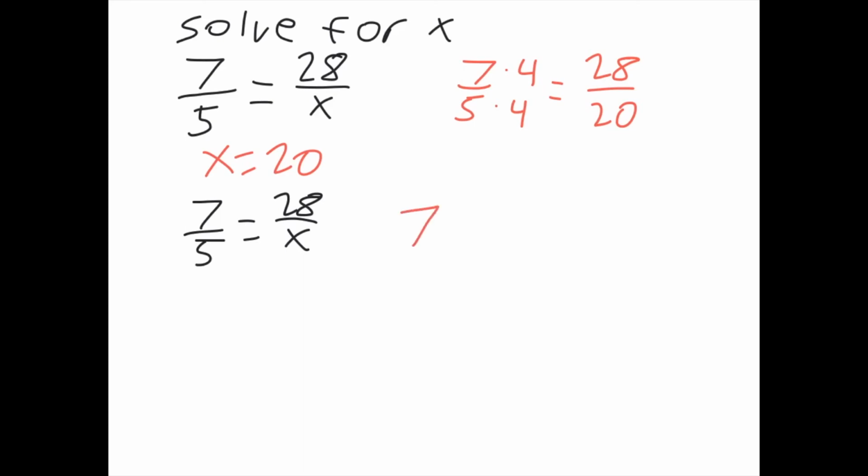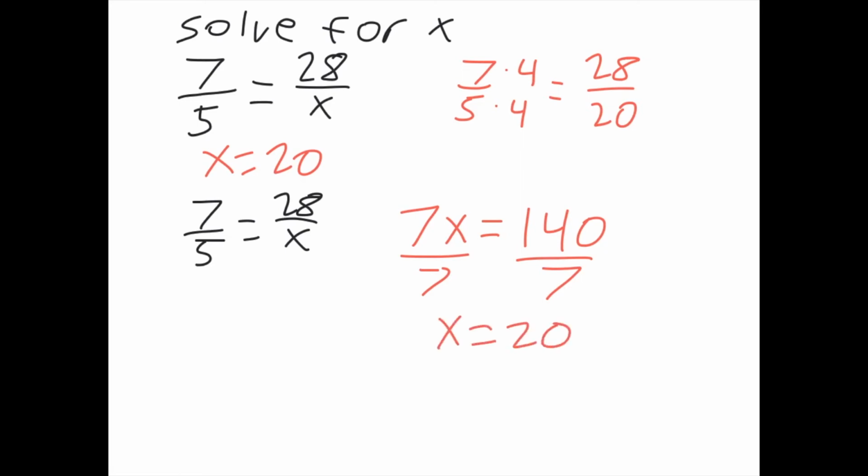So 7 times x, or 7x, equals 28 times 5, which is 140. Then solve for x. Divide both sides by 7. And that'll give you x equals 20. Both ways you get the same answer. One is easier for the easy kinds of problems, but one is easier for the more difficult problems. Make sure you understand how to do both of them, though.